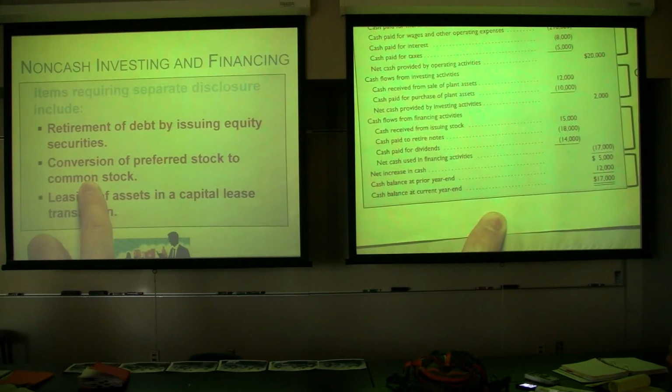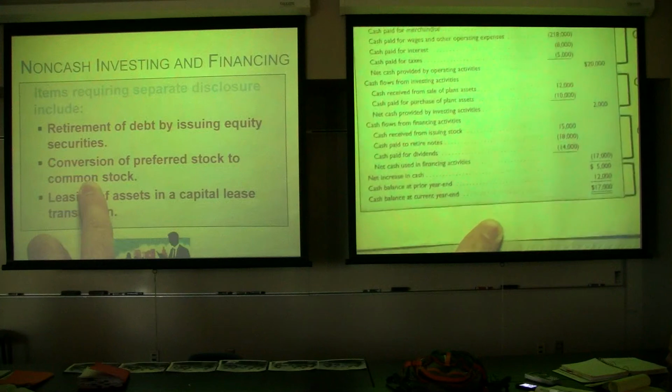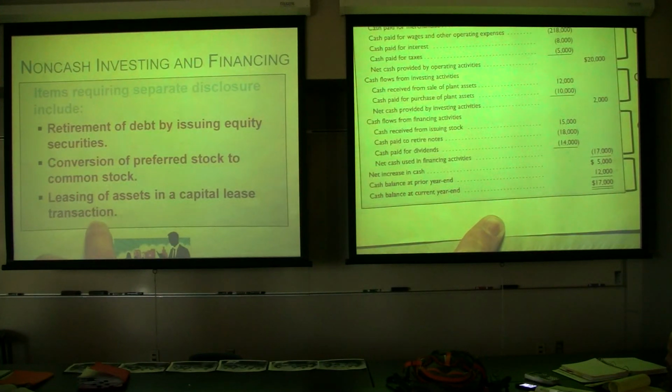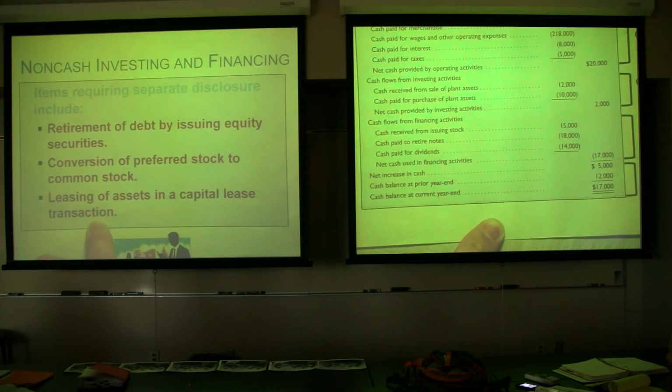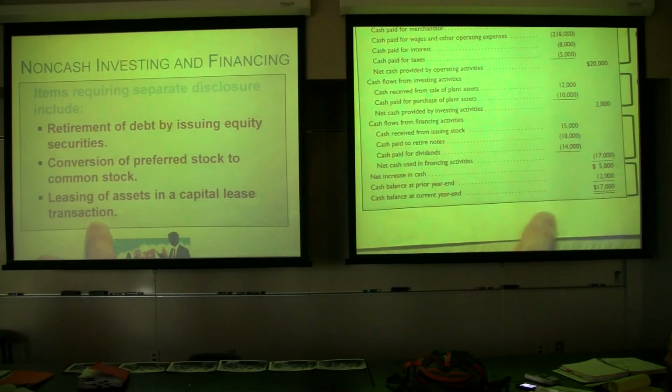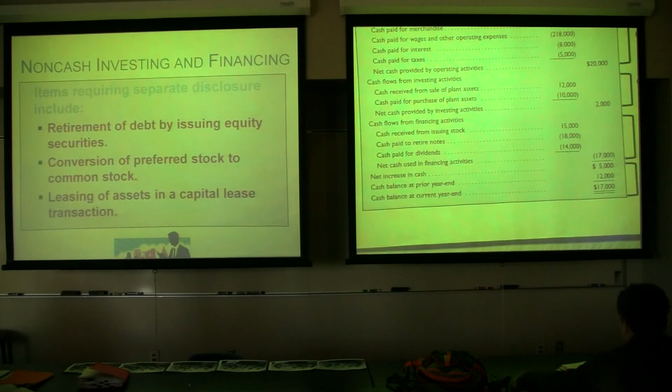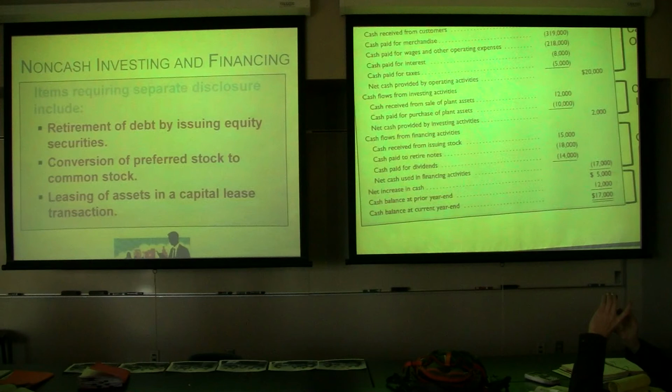Compare a conversion of preferred stock to common stock. Again, that's a financing activity, but there's no cash. Leasing of assets in a capital lease transaction. So again, you're acquiring an asset, but you're not spending any cash. So all of that is revealed down here, and it's part of full disclosure. So these are investing and financing activities that involve no cash. Okay? And they're disclosed down at the bottom of the statement of cash flows. That'll cover all of chapter 16.